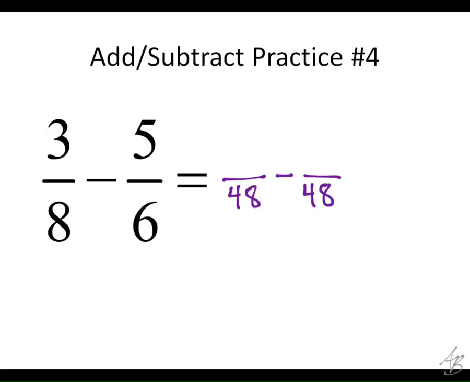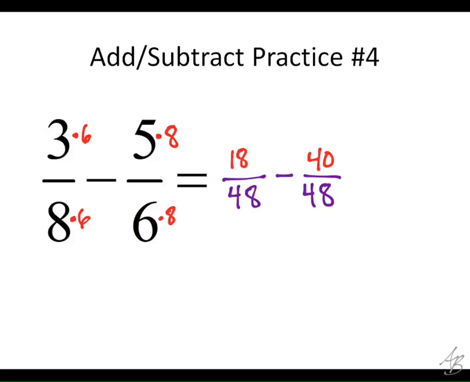What do I multiply by 8 here to get 48? Okay? So if I'm going to do it this way, I'm going to multiply this by 6, which means I need to multiply the 3 by 6 and get what? 18. Okay? And then what do I multiply by 6 to get 48? 8, so I multiply by 8 here, which means I multiply by 8 here and get 40.